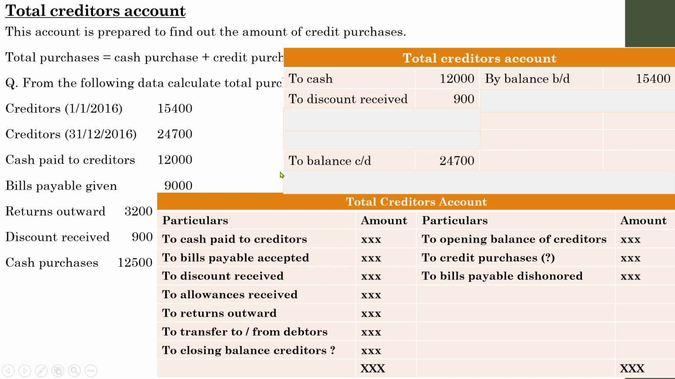Next one, return outward, that is purchase return, that is a reduction in the amount of liability towards creditors, 3,200, discount received 900, and finally cash purchases. Do we have to record cash purchases in this account? No, because total creditors account is mainly for writing down any transactions with the creditors. But here cash purchases doesn't have any relation with the creditors.